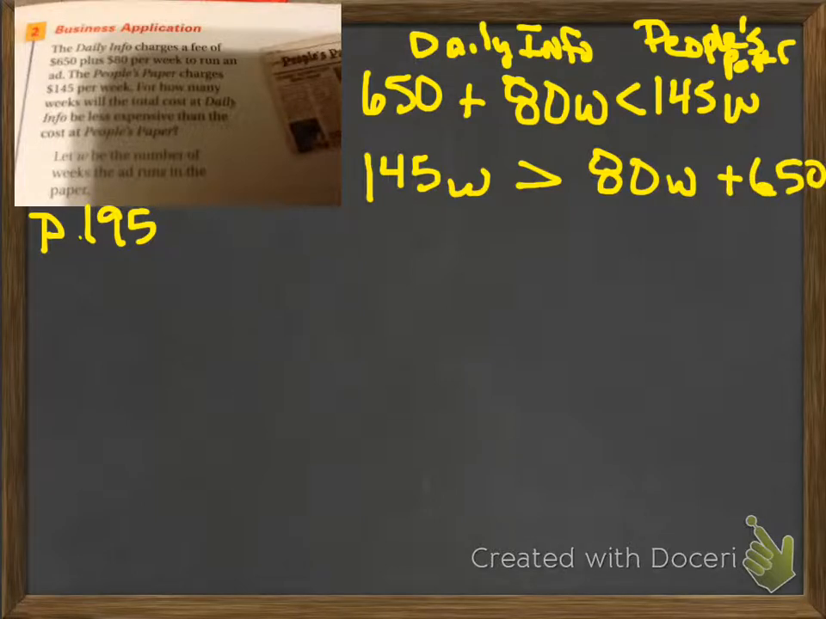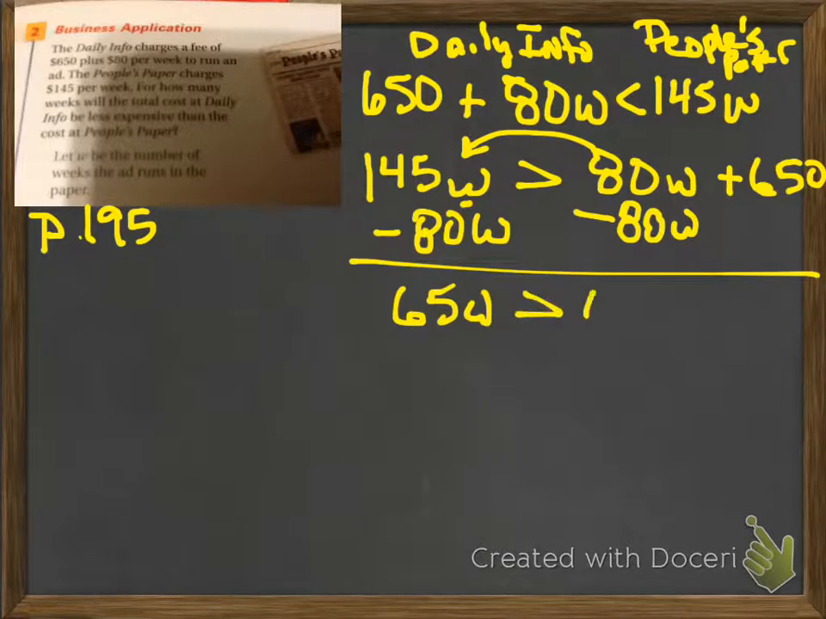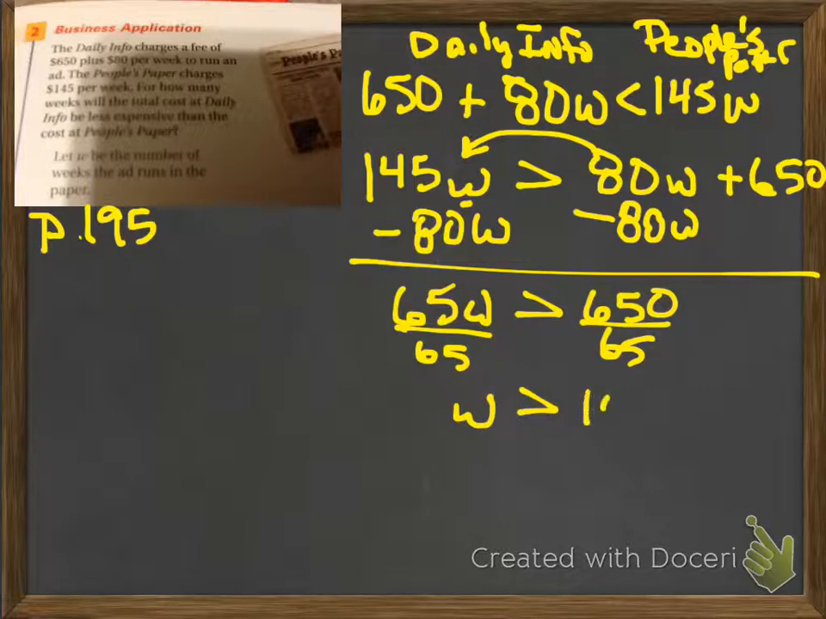Okay, and then what would I do? Well, I want to move this to the left side. So I'm going to subtract 80W. And get, see here, 65W greater than 650. Then divide. And get W is greater than 10 weeks.